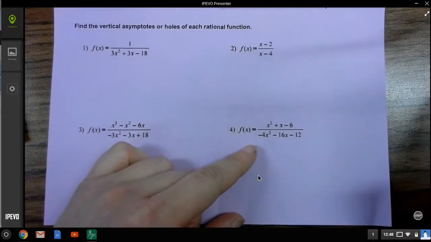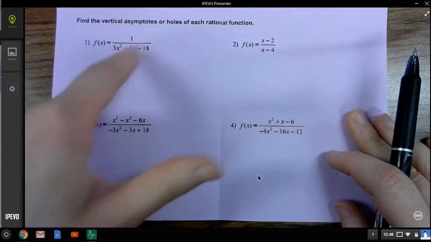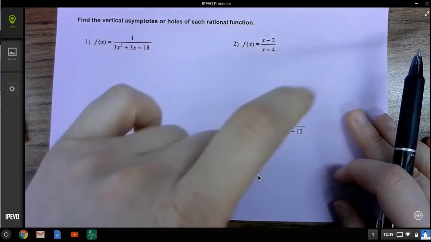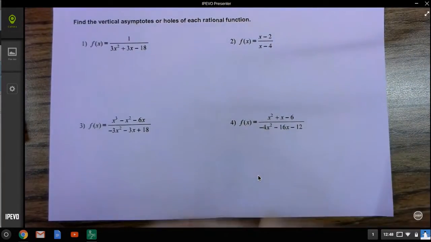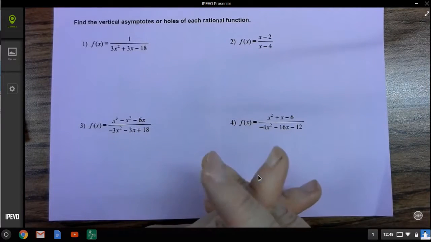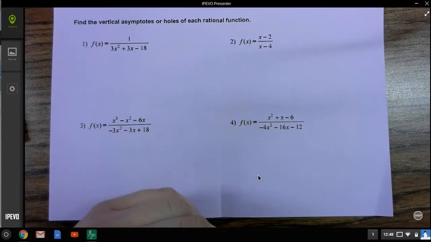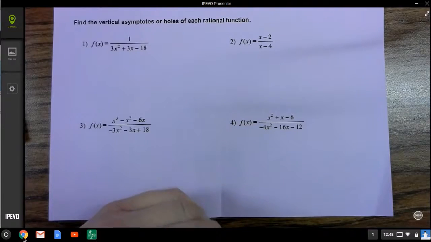I want to skip to number 4 together. We will look at these in class. We're going to look at number 4 right now. So I've already got this graphed in Desmos. I encourage you to always look at a graph of these functions first to give yourself an idea of what to look for. So here we go.